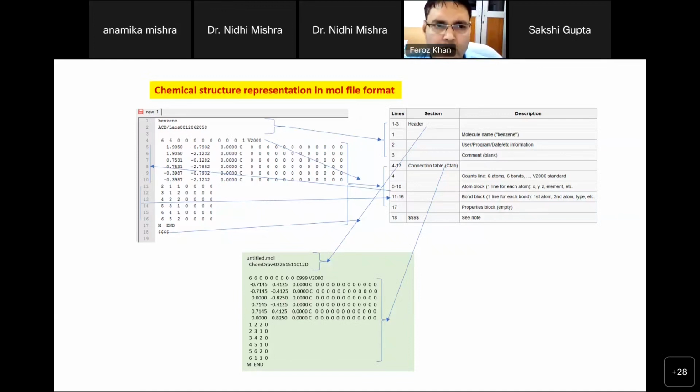If you see on the top left-hand side, I show the ACD structural file in mole format, which shows the header region as well as the part after the header region. Rows 1 to 3 show the header and rows 4 to 17 show the connection table. Rows 4 to 17 are again divided into two parts. The major part is the atom coordinate values and the second part is bond-related information.